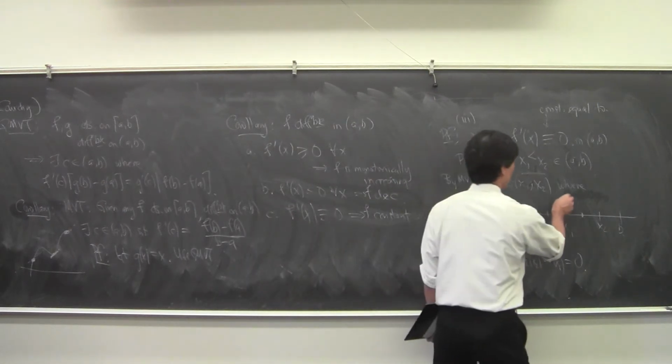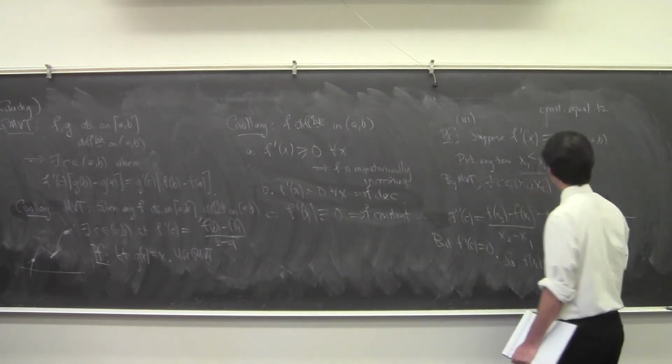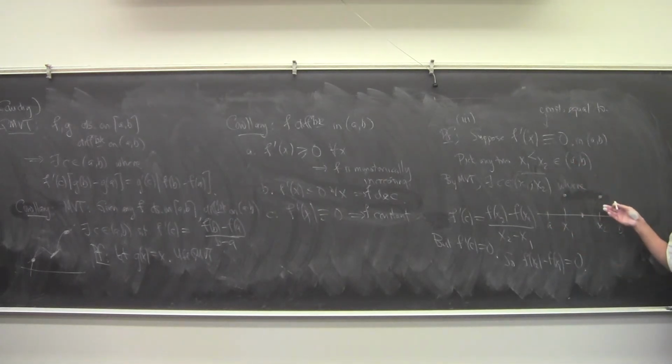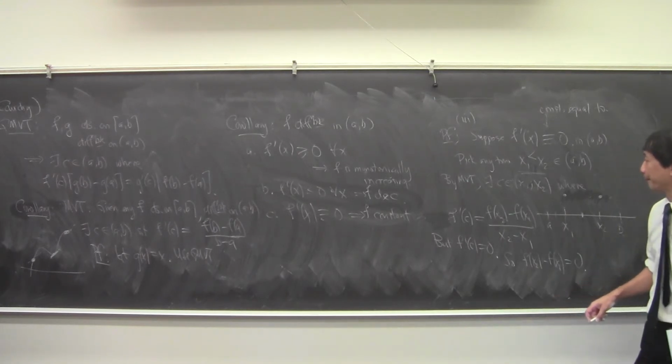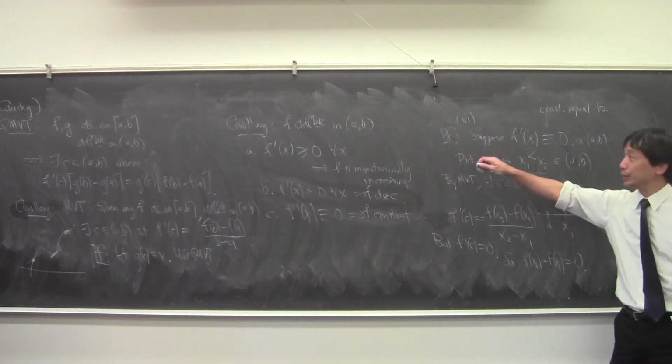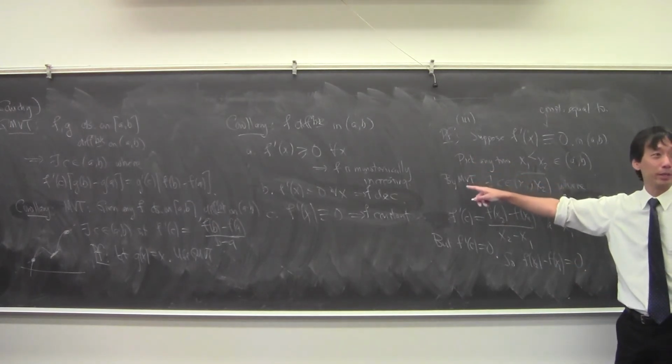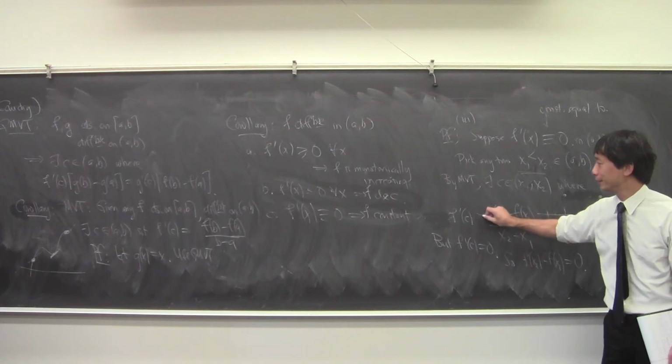So no matter what two points you choose, the function has the same values there, and so your function must be constant. If I choose this point, it's going to be the same as that one. If I choose any other point, it'll have the same value as at x1. And you see what we do to show monotonically increasing. We just go like this.